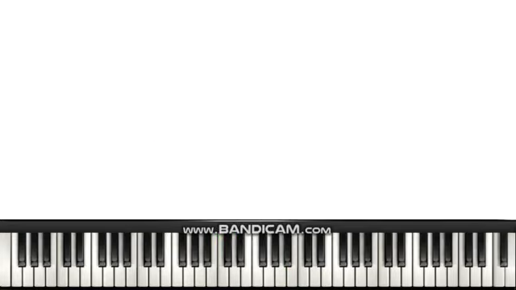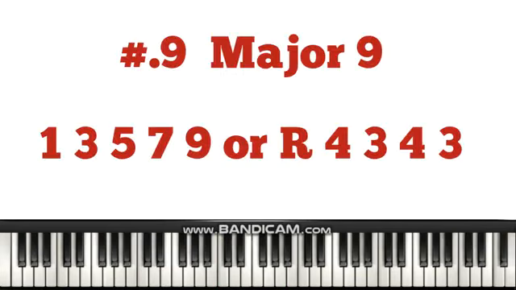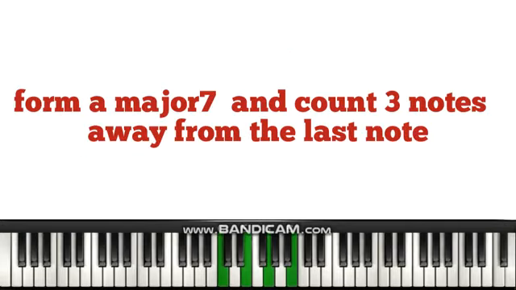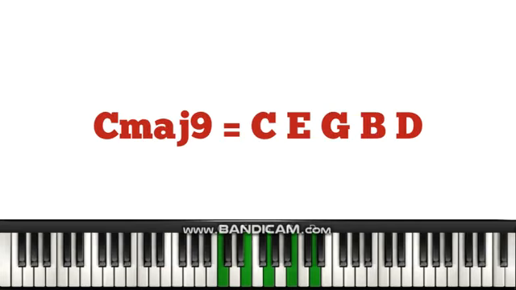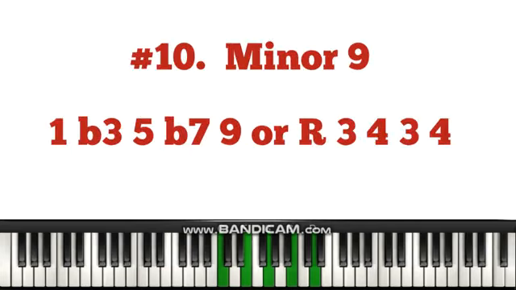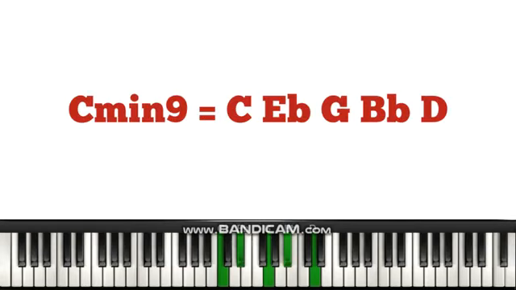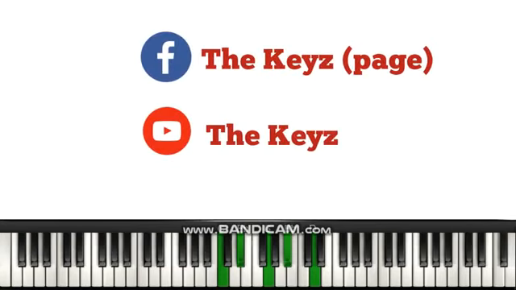Alright, now let's form a major 9 chord. So we have a major 7, then a major 9, you count 3 notes after the last note. So you have 1, 2, 3. You have formed a major 9, and to form a minor 9, you flatten the 3rd and the 7th only, and you have your minor 9 chord. Okay, alright.